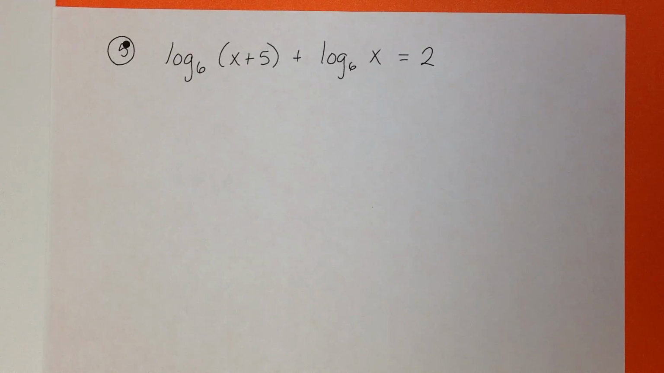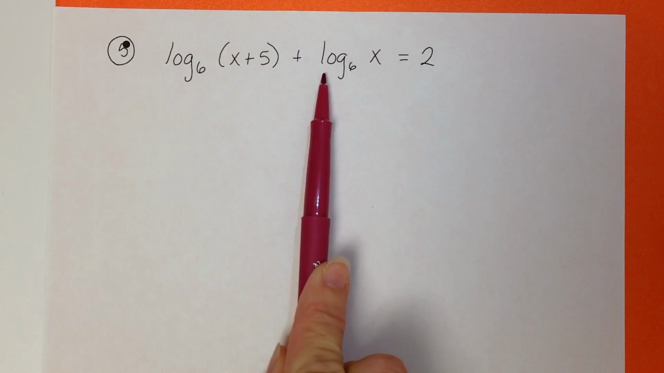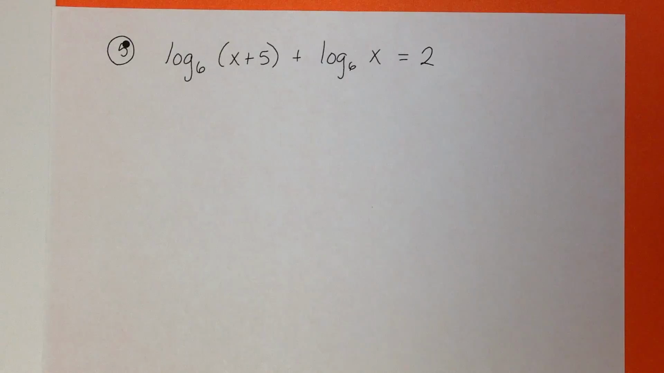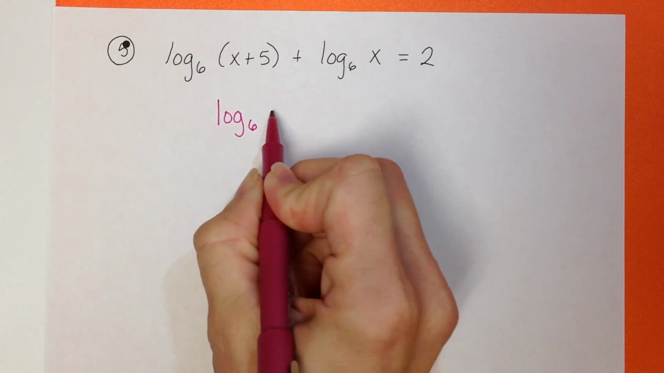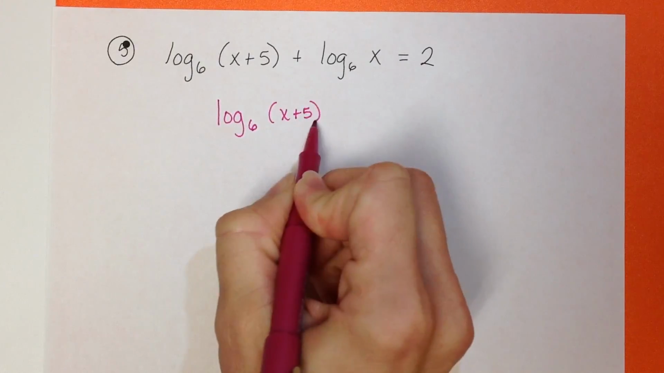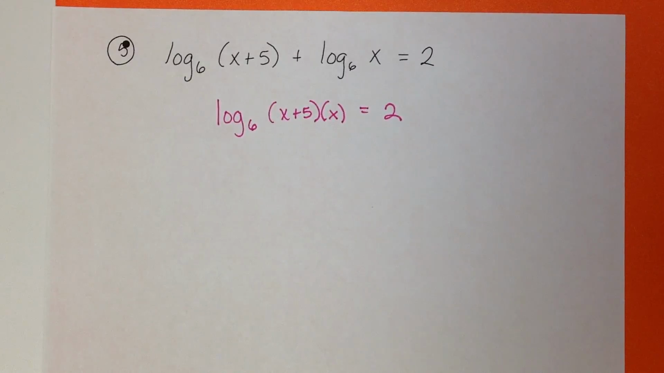You're going to be able to do that by using some of the properties that we learned in the previous section. Since these two are separated with addition, what we learned is we can put these two terms together by multiplying our arguments. So I'll have log base 6 of x plus 5 times x is equal to 2. Now that one step right there, you have it exactly in the form that you need it to be in, so you're ready to go to step 2, which is to change it to exponential form.